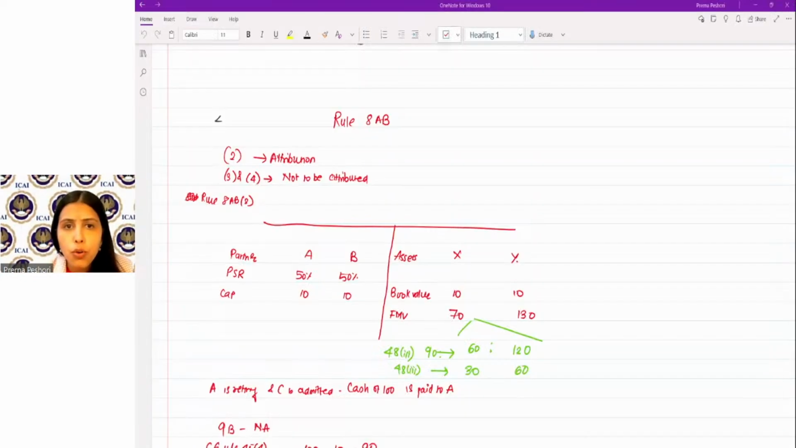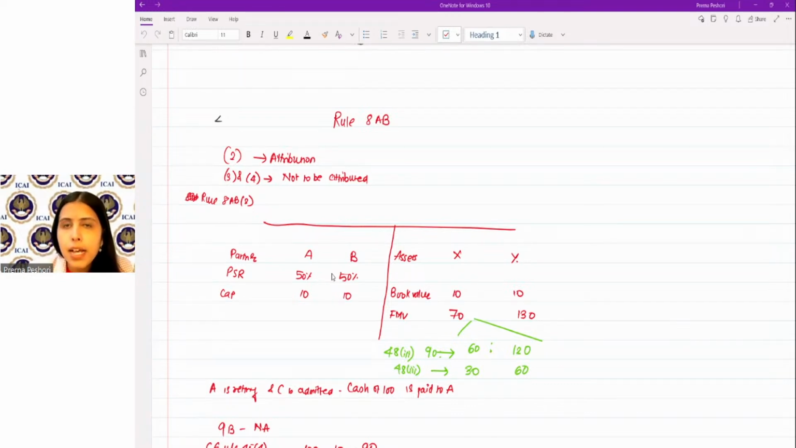Okay. Yes. So sub-rule 2 was what? Sub-rule 2 was basically my attribution rule. And sub-rule 3 and 4 are when it is not to be attributed. Are we clear? So sub-rule 2 is attribution. Sub-rule 3 and 4 is when it is not to be attributed. So sub-rule 2 says what? That when there is a single asset, then you have to attribute to that asset only.